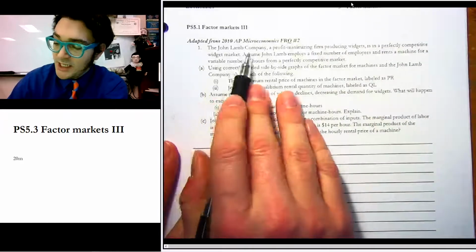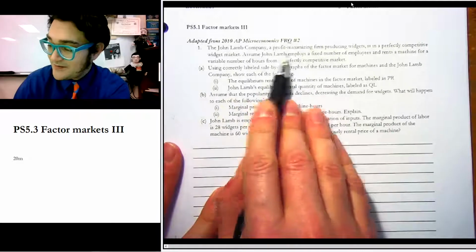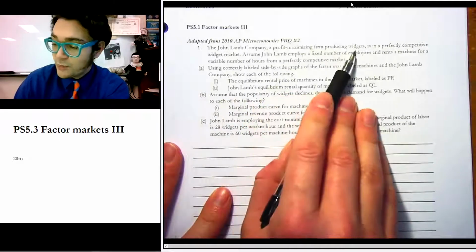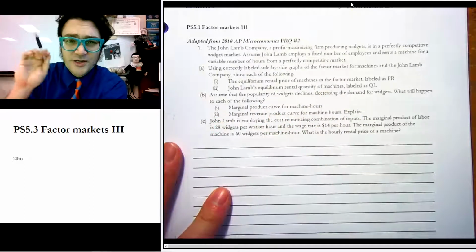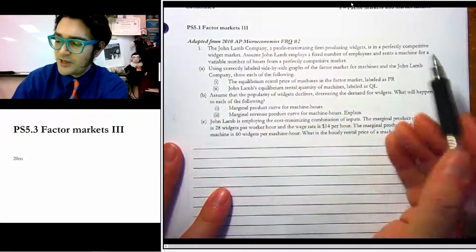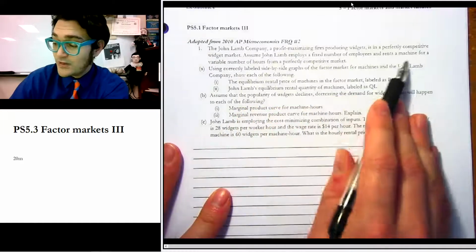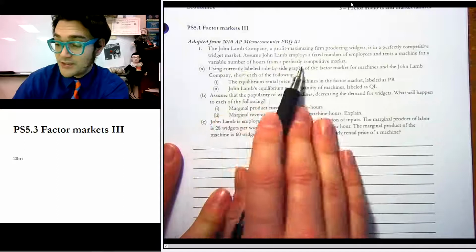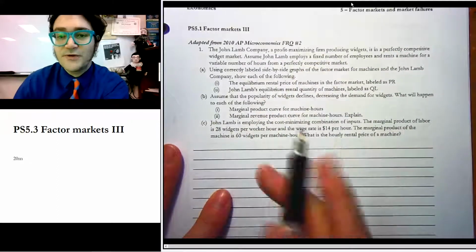It says the John Lamb Company, right, the John Deere, but you don't get permissions, a profit maximizing firm producing widgets, is in a perfectly competitive widget market. That tells us that the product they're making is in a perfectly competitive product market. Assume they employ a fixed number of employees and rent a machine for a variable number of hours from a perfectly competitive market. That also tells us that the factor market is perfectly competitive.